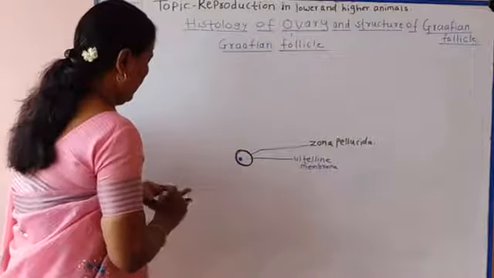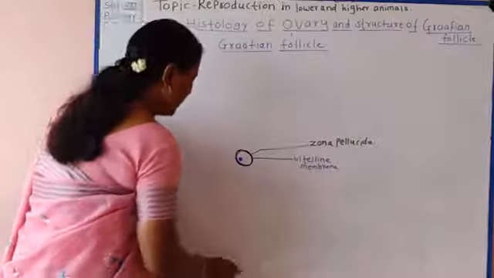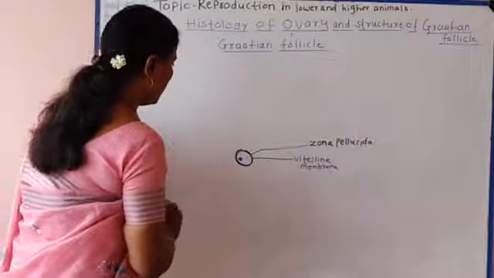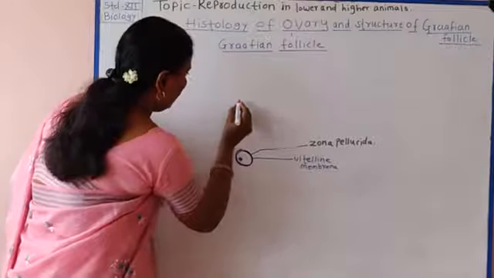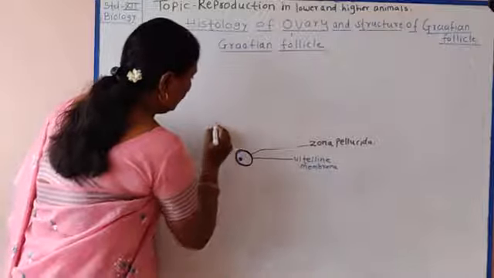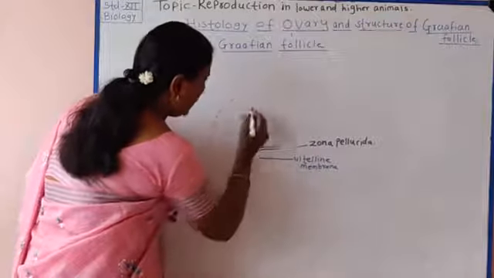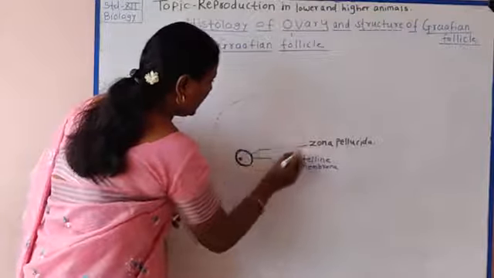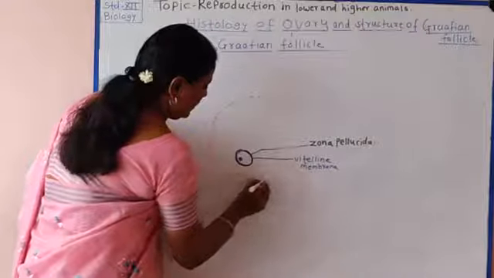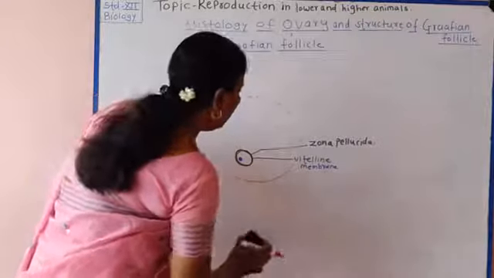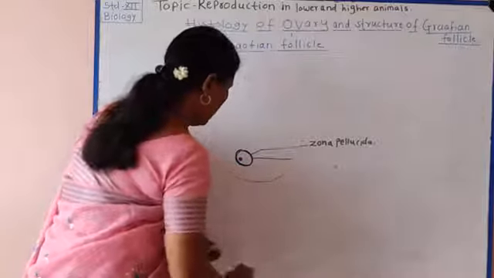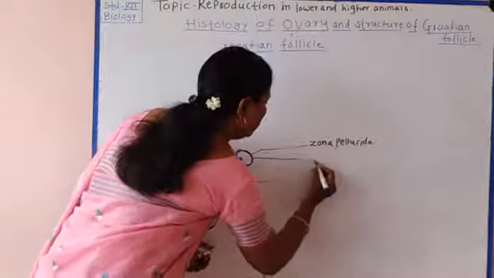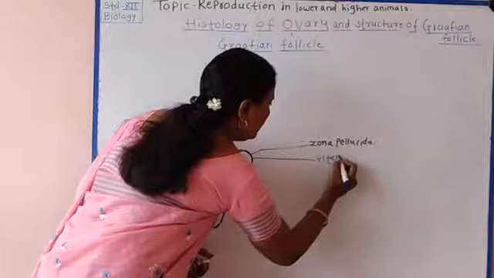Then the Graafian follicle consists of the outermost layer, the theca externa. The outermost layer is called the theca externa. Here I will write the label, the vitelline membrane.